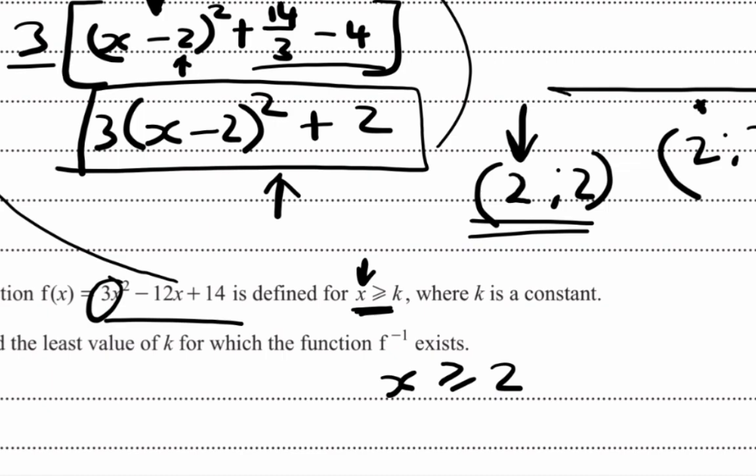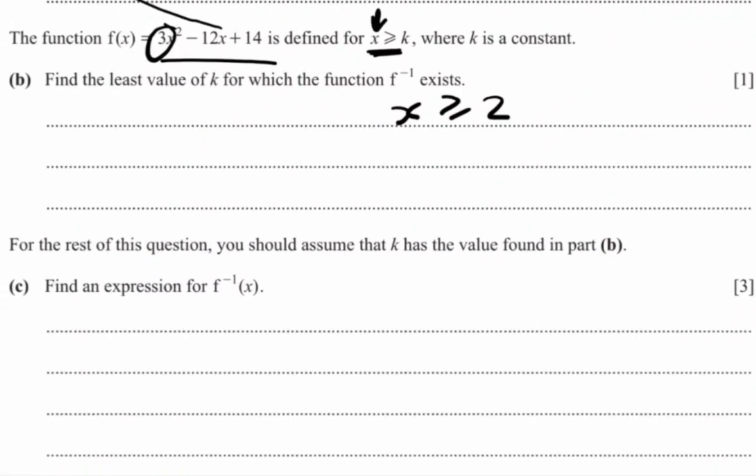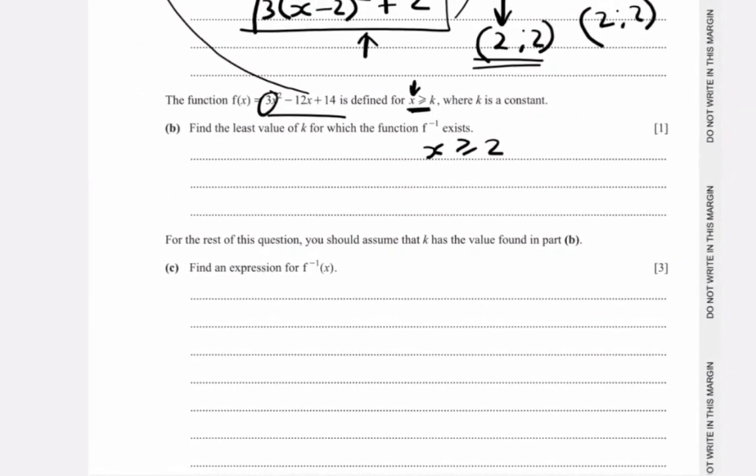2 is the x coordinate of the turning point. So if we're taking values that are greater than or equal to 2, we're only referring to this one part of f of x, and that has an inverse because it doesn't have a turning point. So you get a mark there.